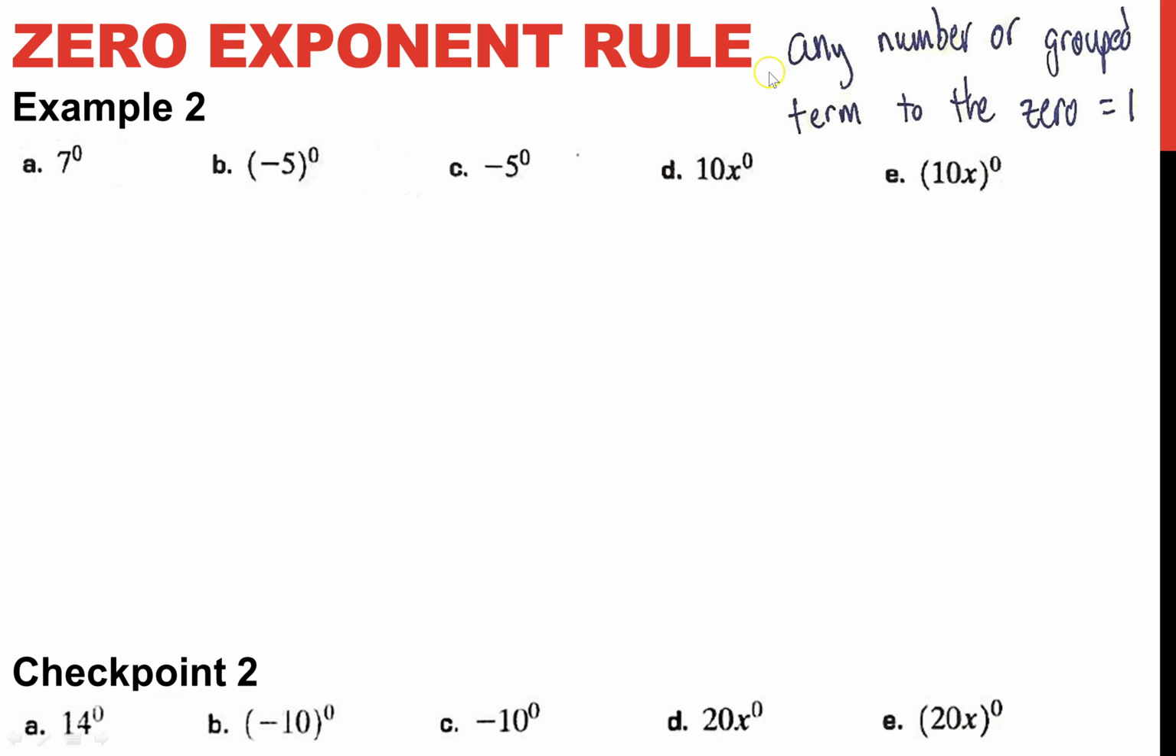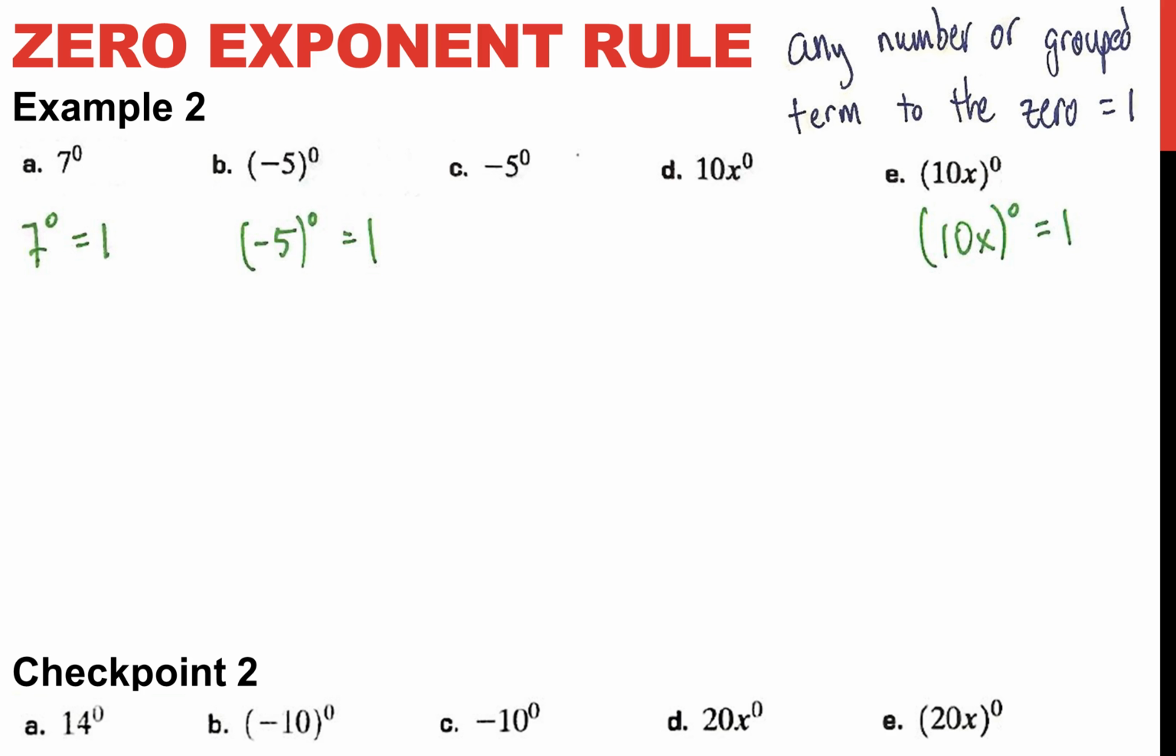And we're back. Okay, cool. So any number or group term to the 0 power equals 1. All right, so that means 7 to the 0 is 1. Here's a group term, so the quantity negative 5 to the 0 is 1. Here's another group term in E, that's 10x, or 10 times x, to the 0 equals 1.